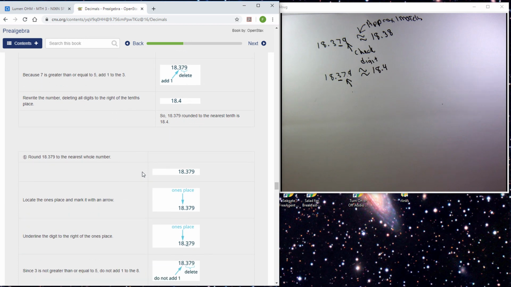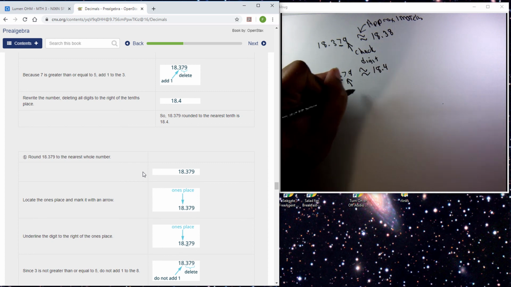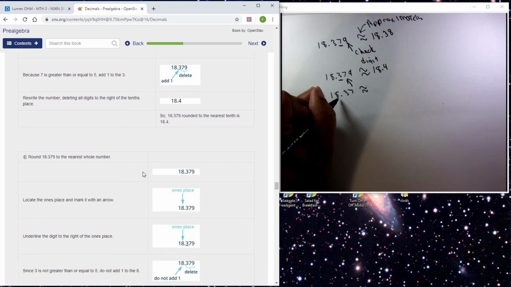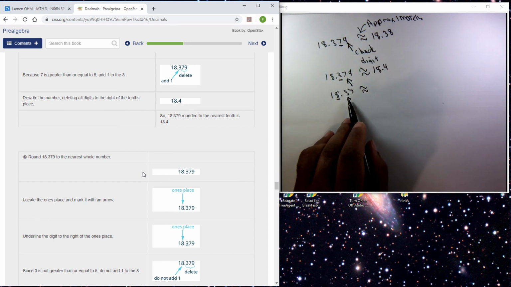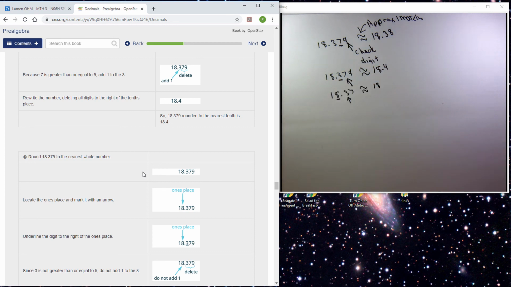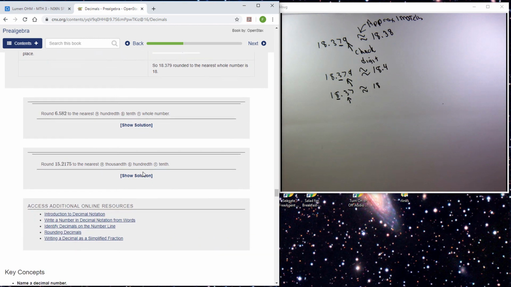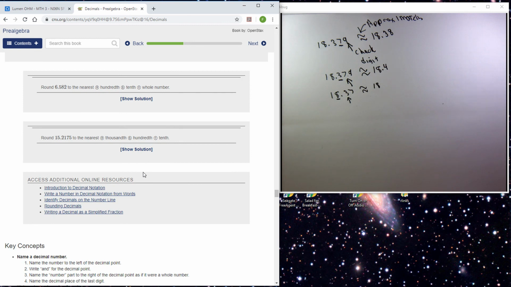Then they want us to round it to the nearest whole number. So I have 18.379. Gotta round it to the nearest whole number. So that's my whole number there. That's my check digit. So the nearest whole number is going to be 18. And that is the end of 5.1.